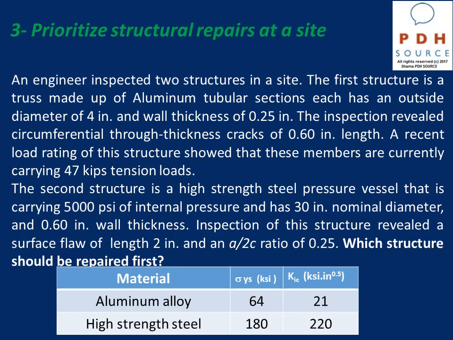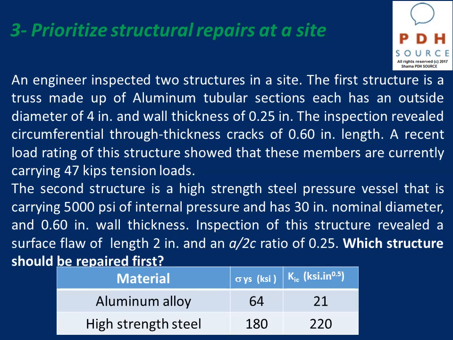The third example: prioritize structural repairs at a site. So here an engineer inspected two structures at a site. One of them is basically a truss that is made up of aluminum tubular sections. Each one has an outside diameter of 4 inches and wall thickness of 0.25 inches.